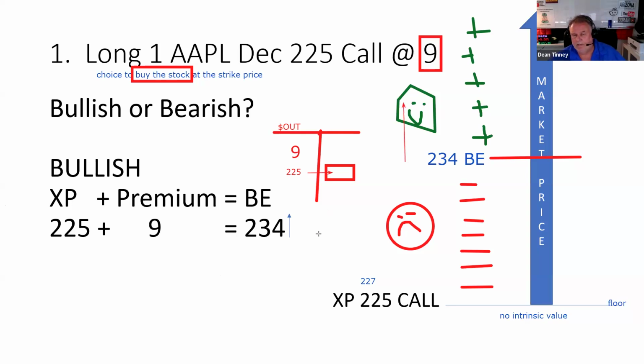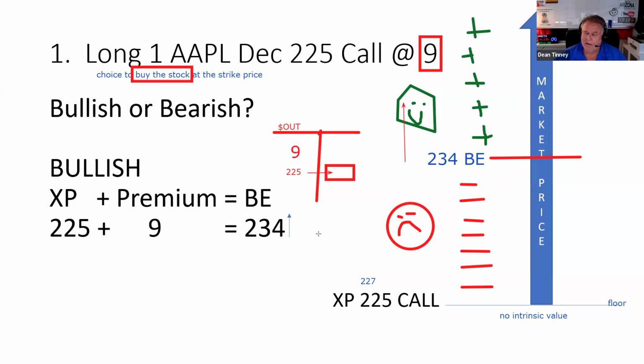Now, why would you buy this option in the first place? Well, to buy 100 shares of Apple at 227, because that's the market price, would cost you $22,700. And don't tell anybody, but maybe Dean doesn't have $22,700. But a lot more people have $900. So for as little as $900, you can control thousands of dollars worth of stock.